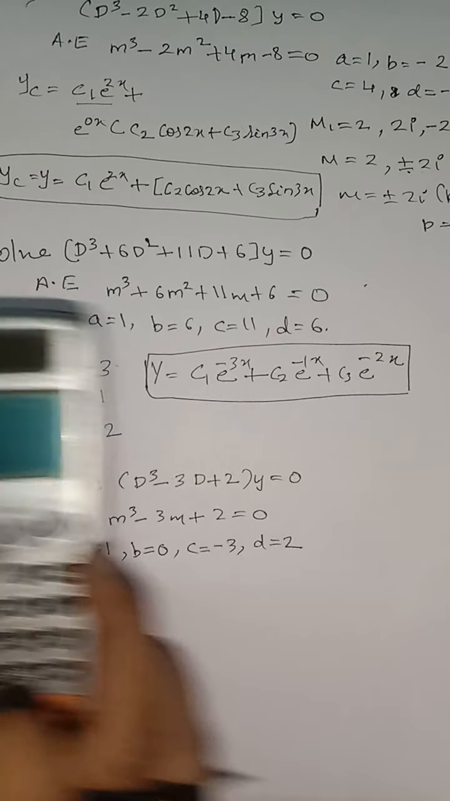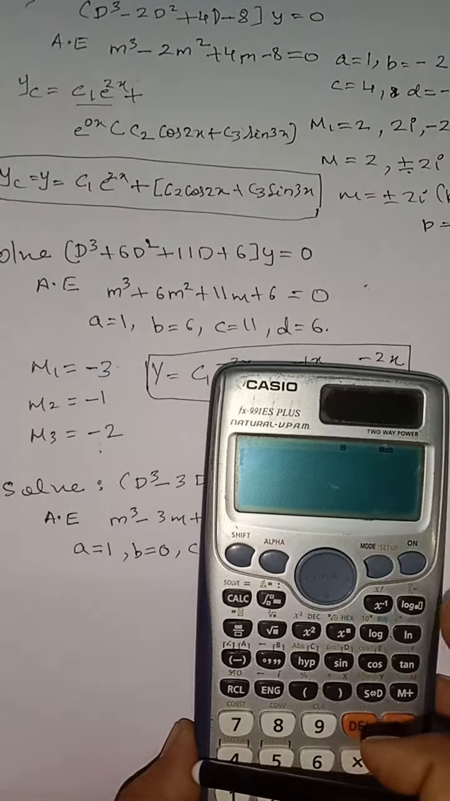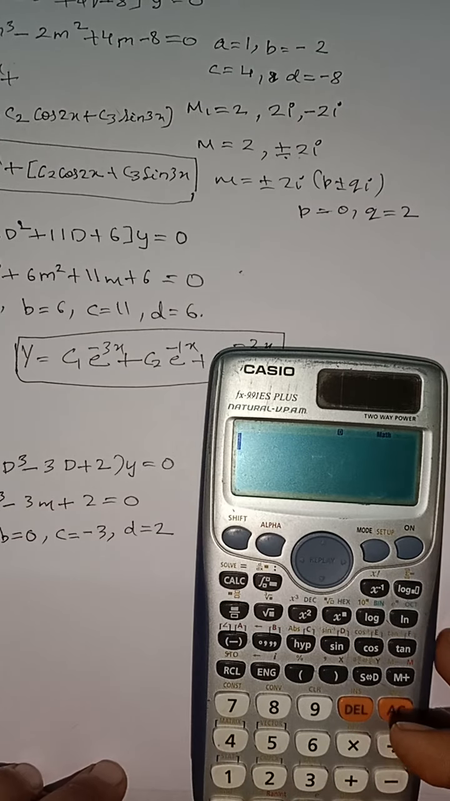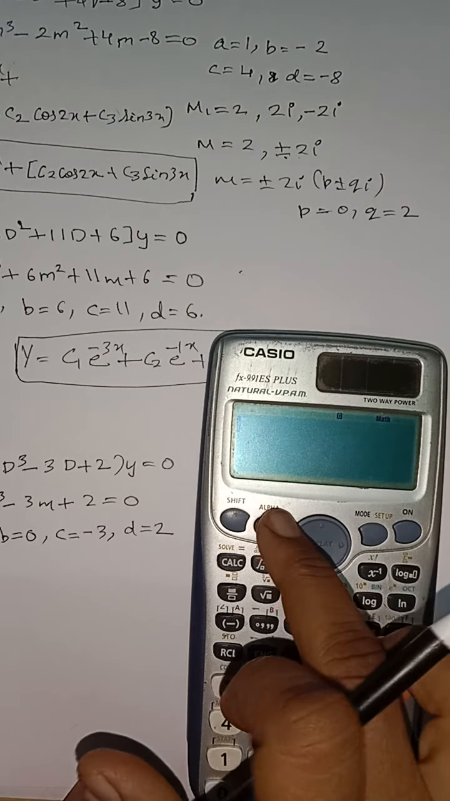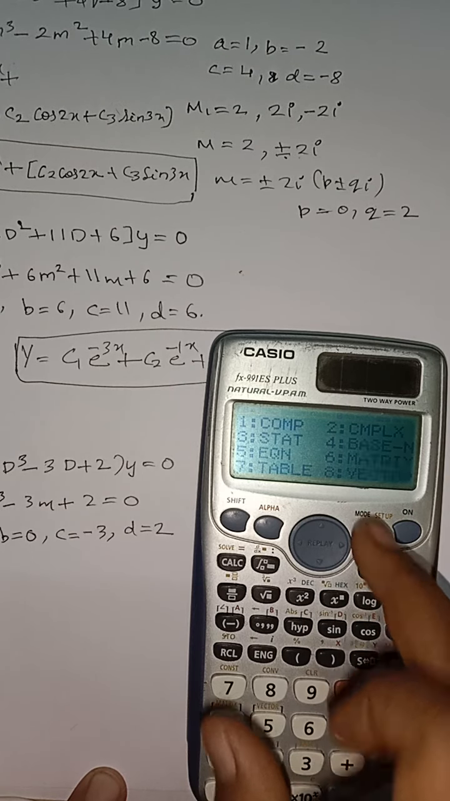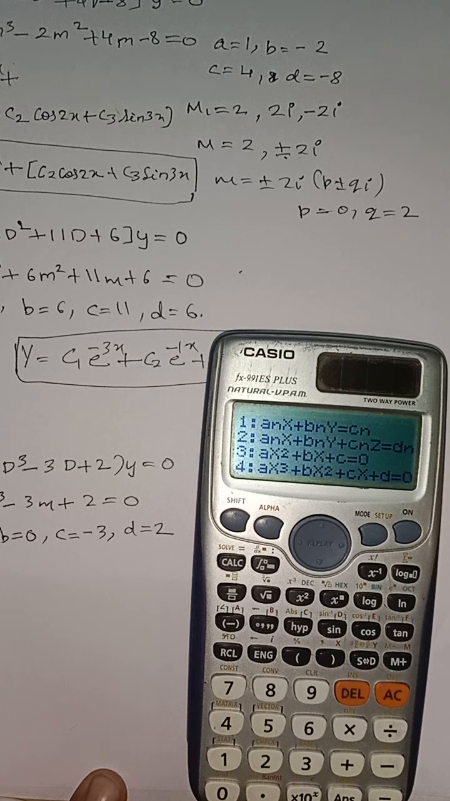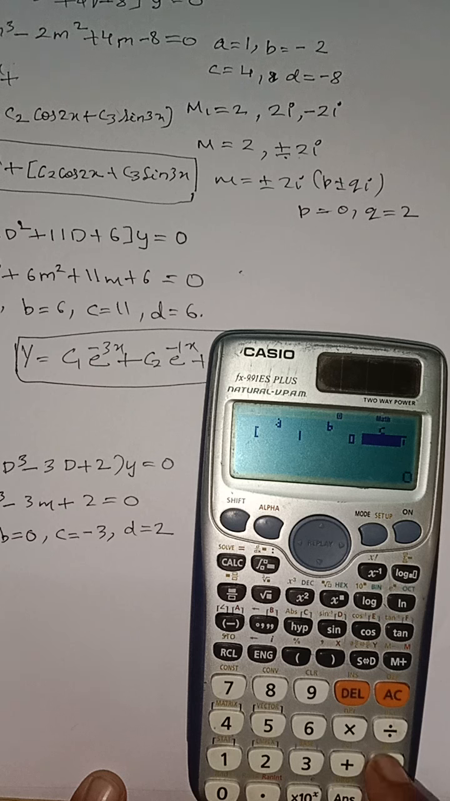Now again, take the calci. So I'll just substitute the values. Do you remember what the operation is? Alpha, mode, go to equation, then press 5. It's a cubic equation, press 4. Now the a value is how much? 1. Then equals. The b value is how much? 0. Then equals. c is minus 3, equals. The d value is 2.